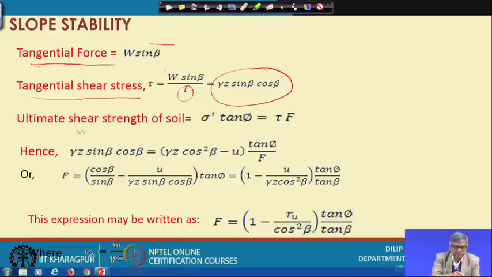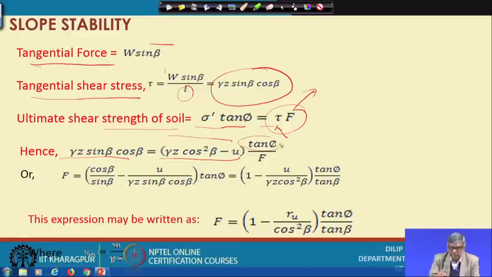So, ultimate shear strength will be sigma dash tan phi equal to tau into F, where this is the shear strength of the soil and F is the factor of safety, that should be equal to this. And so, we have already calculated horizontal stress is this, and we have already calculated this as an effective stress, and then multiplied by tan phi, that will be effective shear stress, and divided by factor of safety must be equal to the horizontal stress. This is the original factor of safety or stability requirement. This is the equation we have used at the beginning.